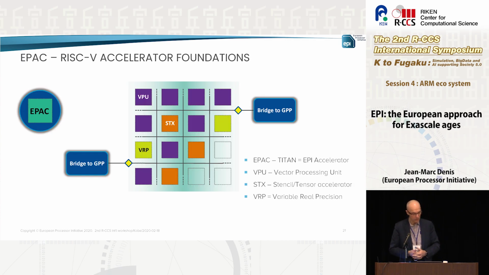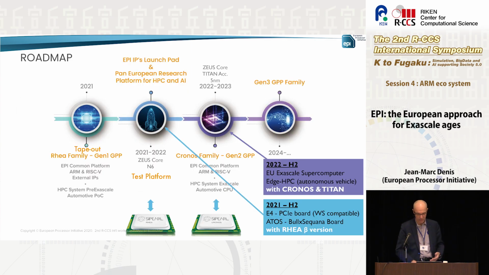One word about the European accelerator. We are going to build the foundations of a European accelerator with a vector engine, with a stencil engine 4x4, and a variable precision engine as well. So these are new technologies we want to validate and test before we move to the accelerator stage, which will be not before 2024, 2025.